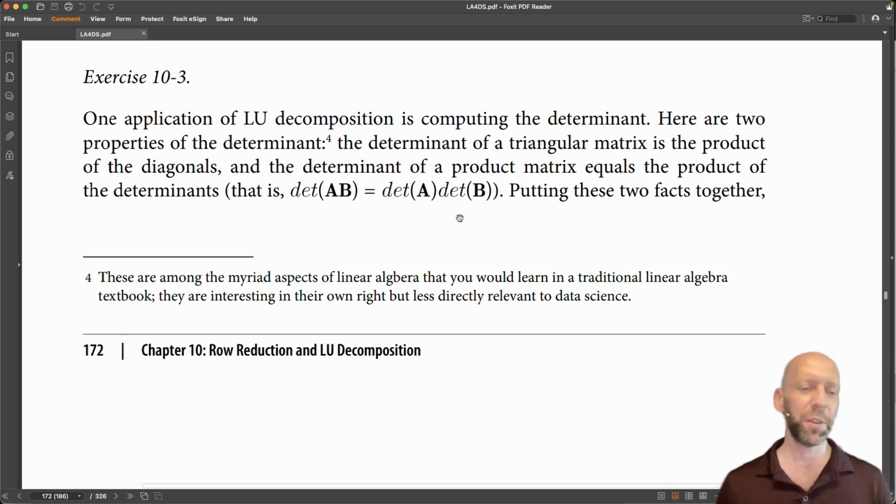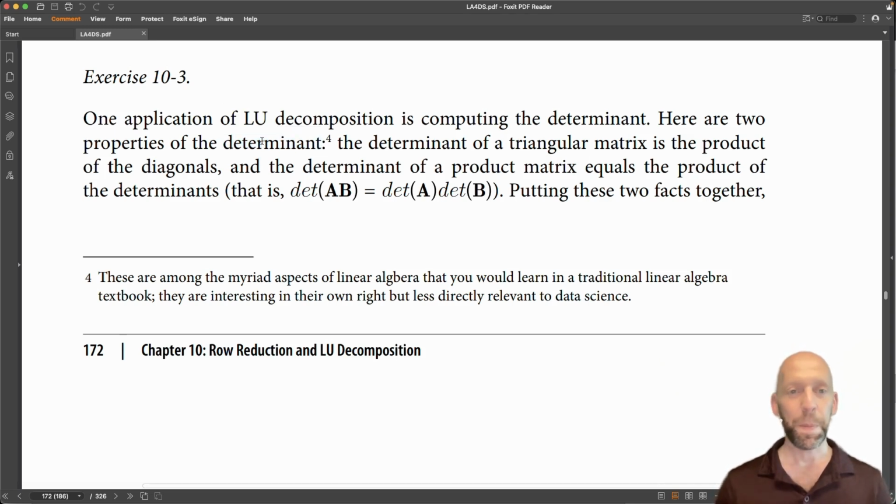So there's a lot of interesting, sometimes quirky things about linear algebra that are maybe interesting, but not so relevant. And I do want to have a little bit of a smattering of these interesting things throughout the book. That inspired me to come up with this exercise, exercise 3 of chapter 10. Now, this is actually focused on LU decomposition and the determinant of a matrix.